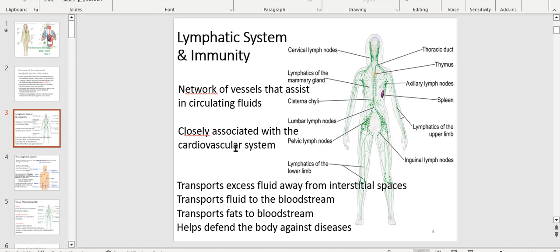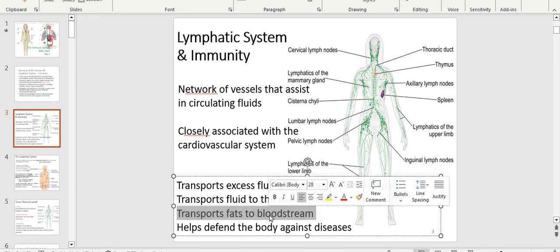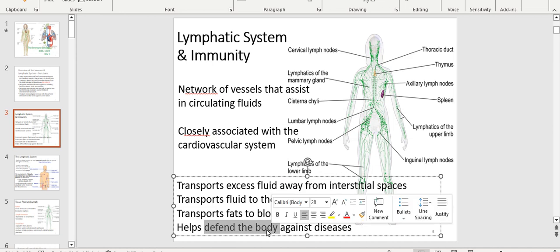Closely associated with the cardiovascular system, the lymphatic system transports excess fluid away from interstitial space, transports fluids out of the bloodstream, transports fats, and helps defend against disease.